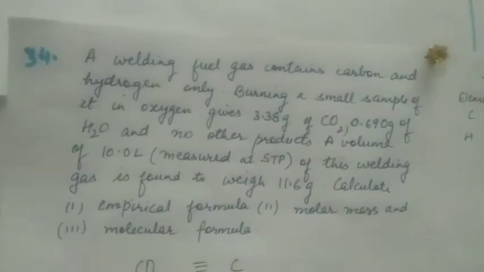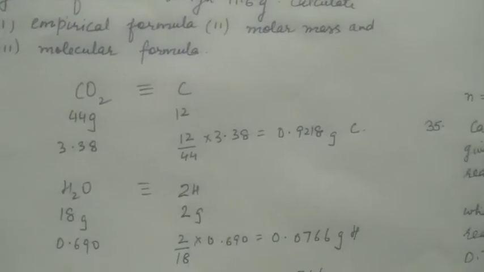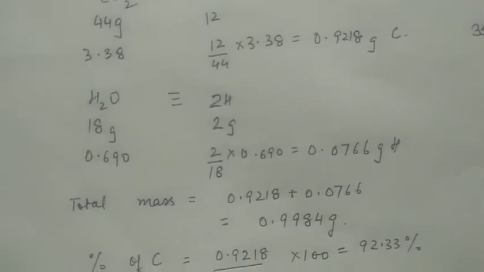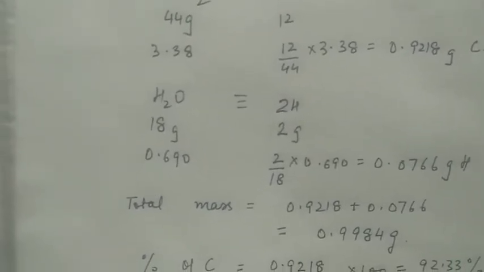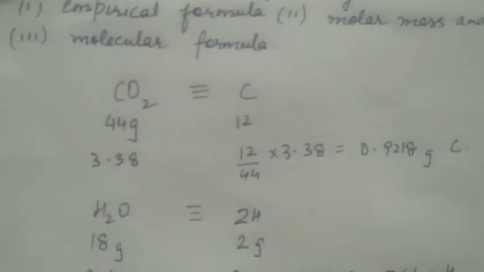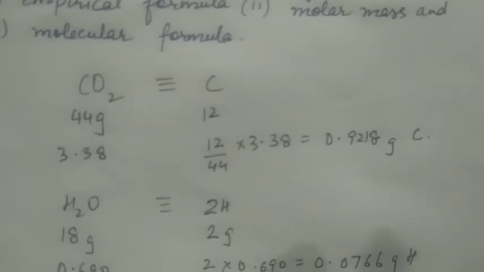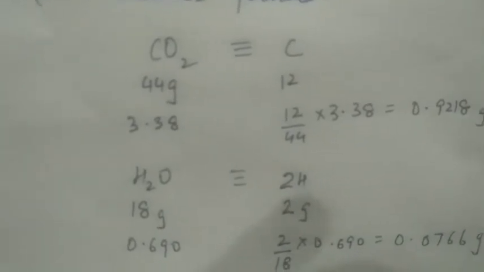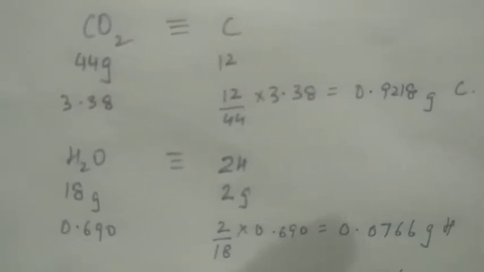So we will utilize the different concepts to find out first the percentage composition. Then we will use the percentage composition to find out the empirical formula. Then again we will use the mole concept to find out the molar mass and calculate the molecular formula. So we know that 1 mole of carbon dioxide has 1 mole of carbon. So molecular mass 44 grams of carbon dioxide has 12 grams of carbon. Then 3.38 will have 12 upon 44 into 3.38.